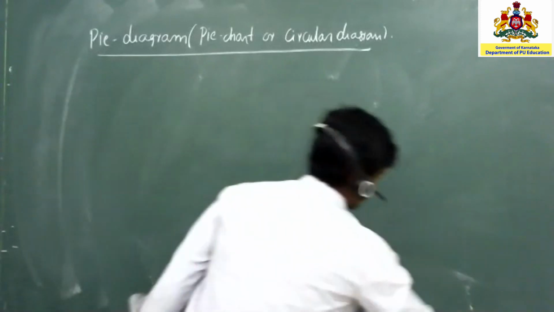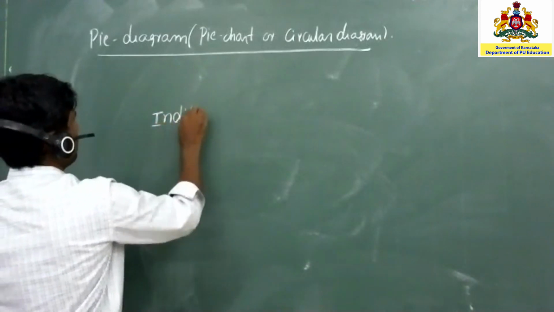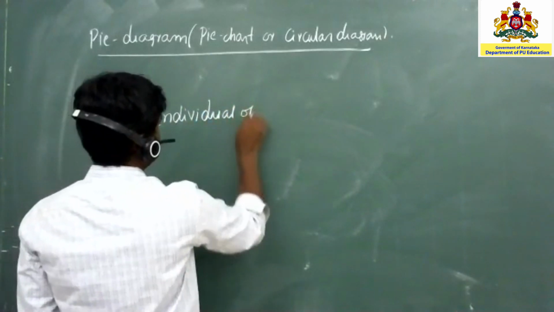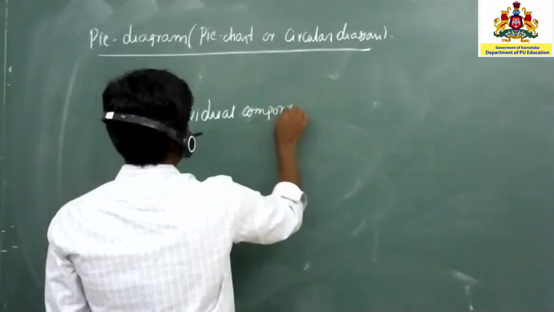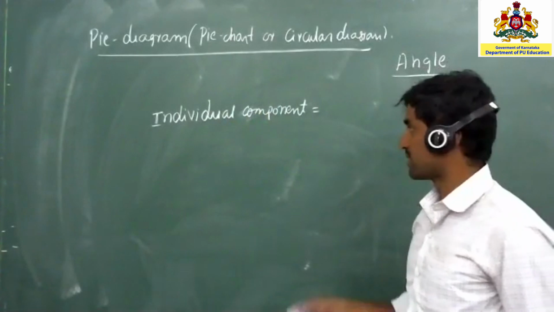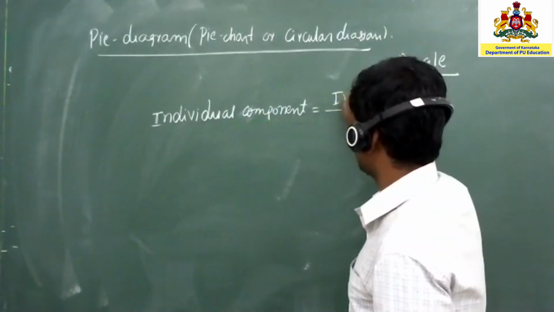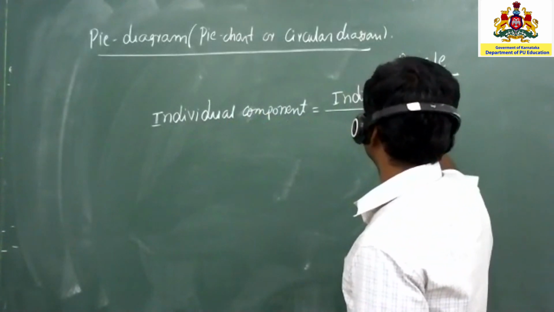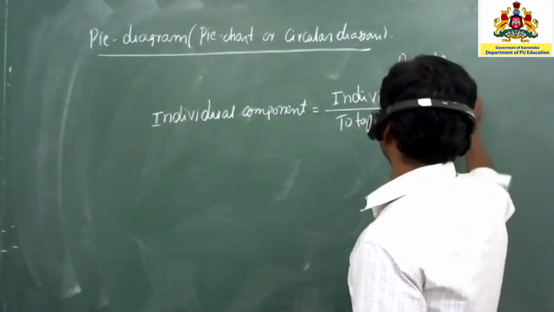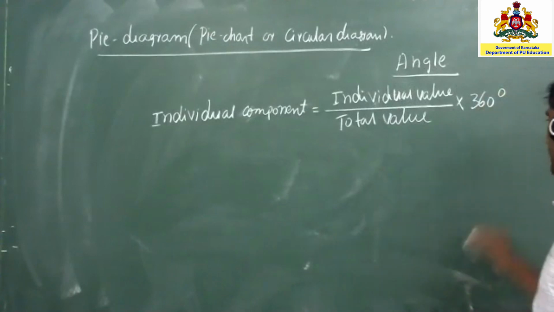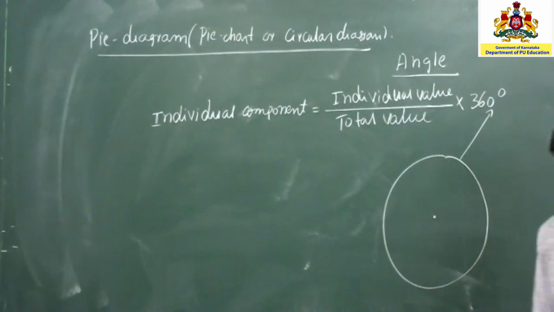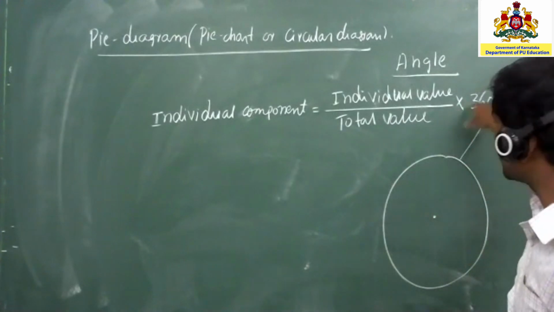Here also, same as in the percentage bar diagram, the individual components can be converted into angles. The formula is the same as the percentage formula: individual value divided by total value into 360 degrees, because the total circumference of a circle is 360 degrees. That is the reason for multiplying by 360 degrees, right?